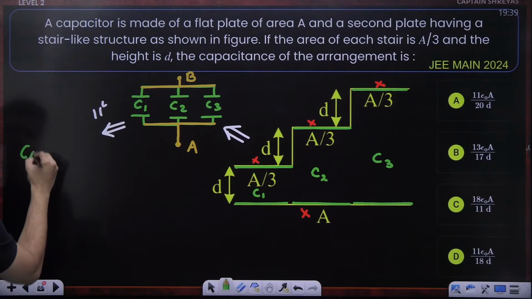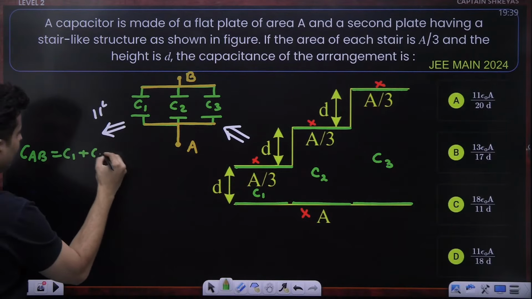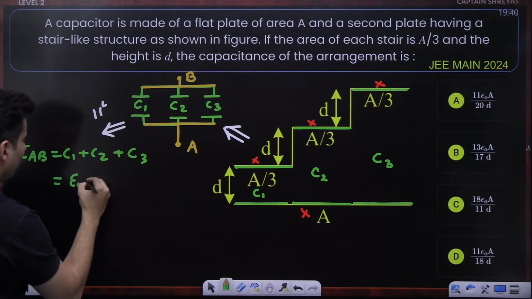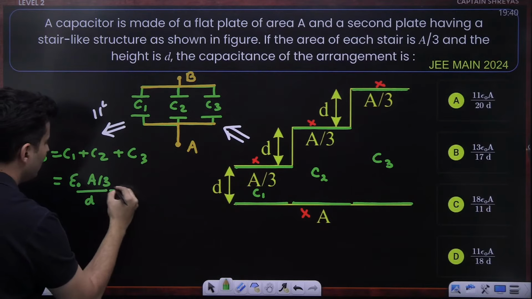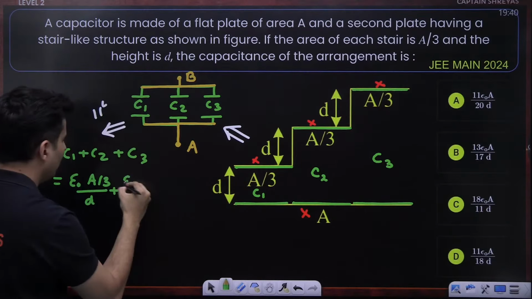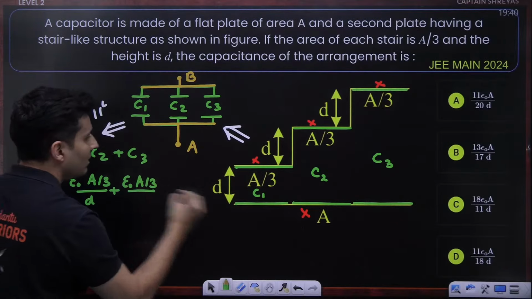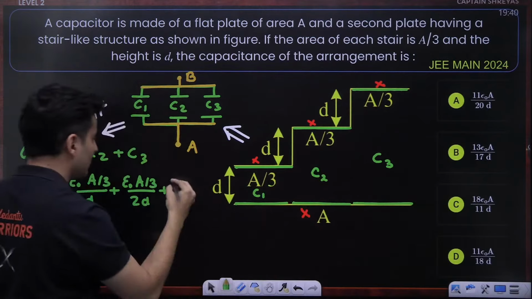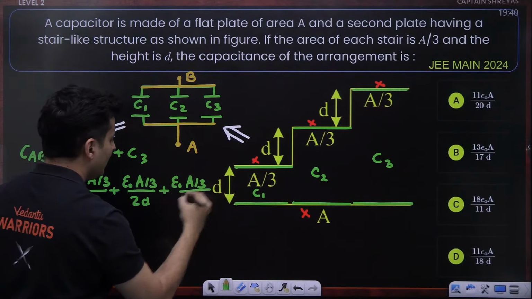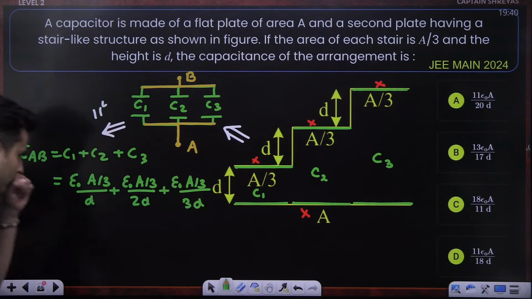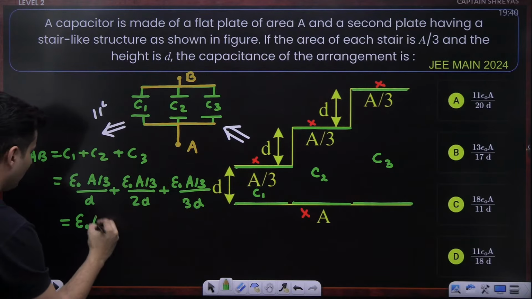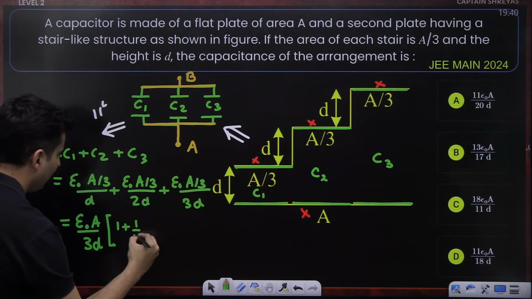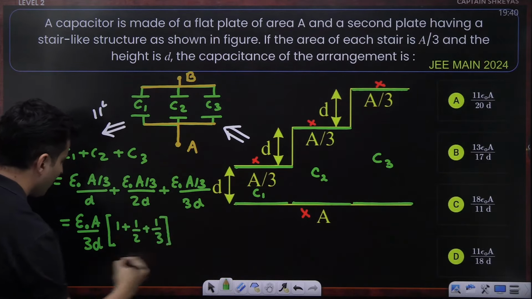The equivalent capacitance between A and B will be C1 plus C2 plus C3. What is C1? C1 is epsilon naught A divided by D. What is C2? Epsilon naught A divided by the distance, which will be 2D. C3 will be epsilon naught A by 3D. So it will become epsilon naught A divided by 3D, and then you will have 1 plus 1 by 2 plus 1 by 3.